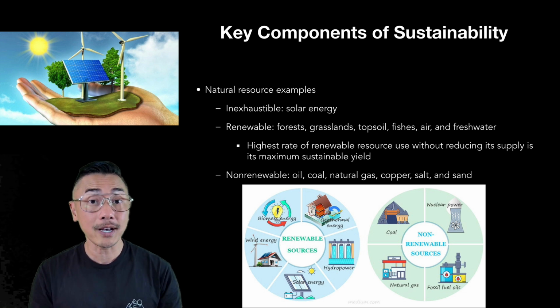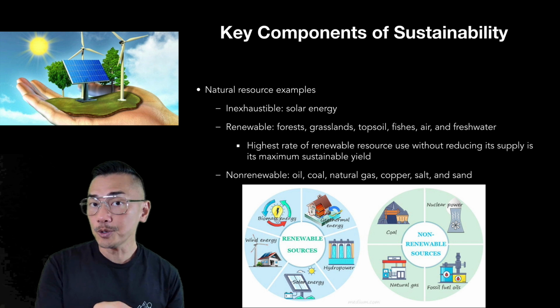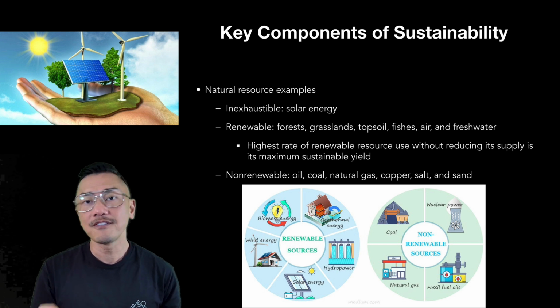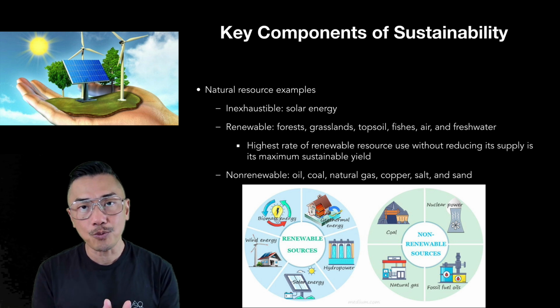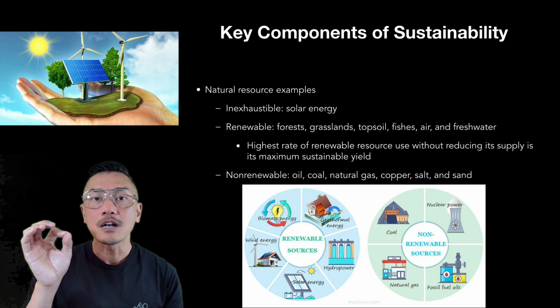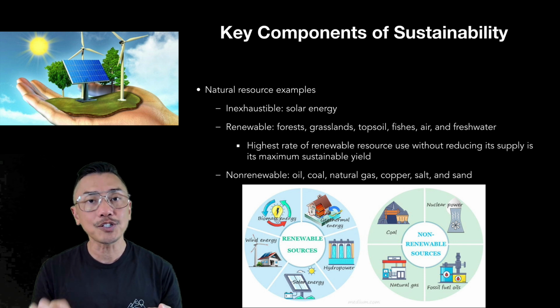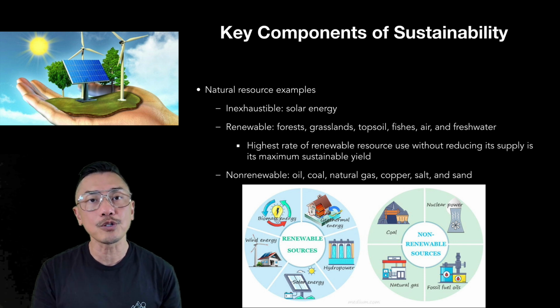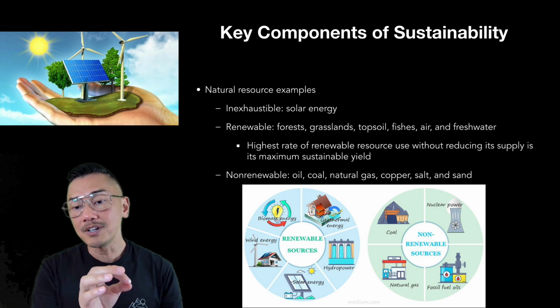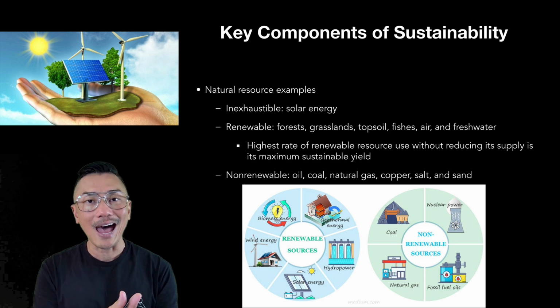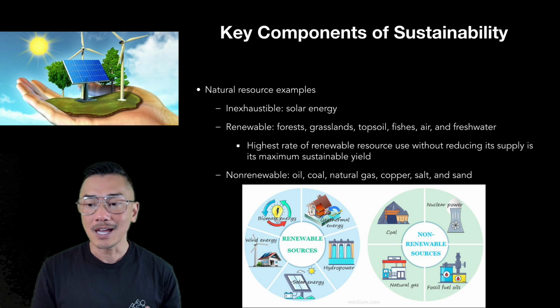They will never run out. Examples of renewable resources include forest, grasslands, topsoil, fishes, air, and fresh water. As long as they are not overconsumed, they will replenish themselves. The highest rate of renewable resource use without reducing its supply is called the maximum sustainable yield. Examples of non-renewable resources include oil, coal, natural gas, copper, salt, and sand.